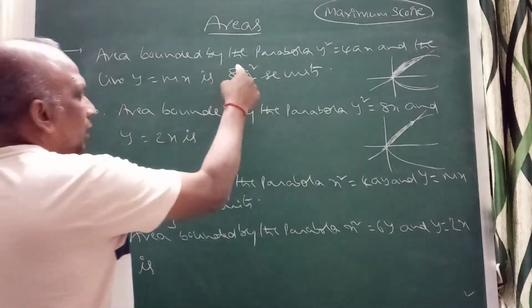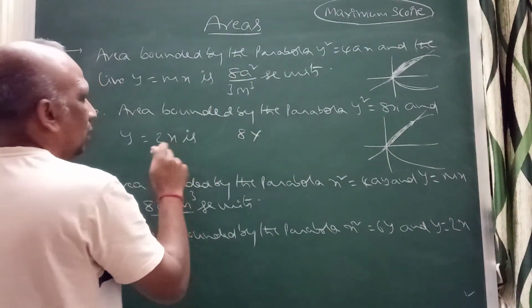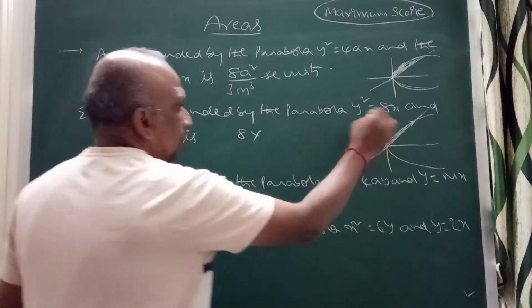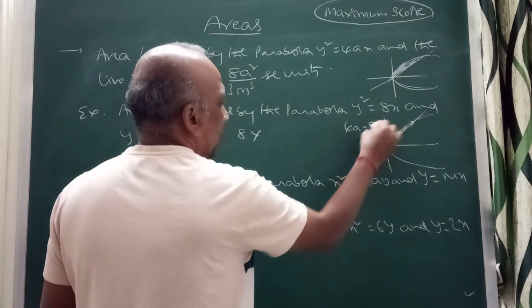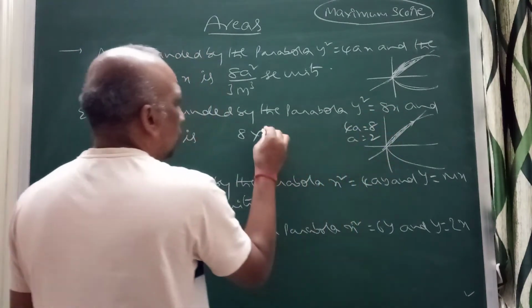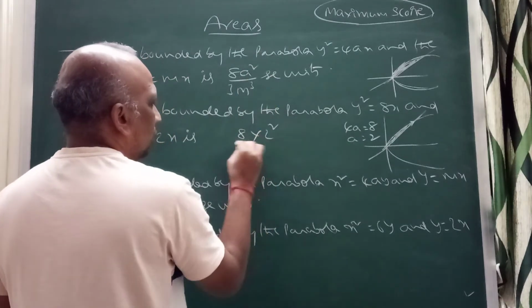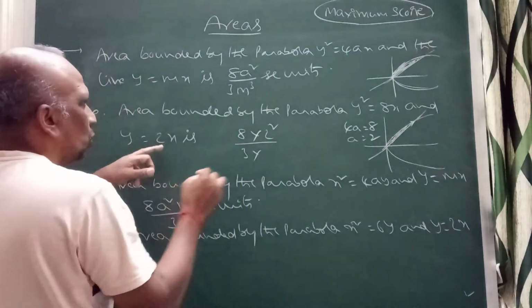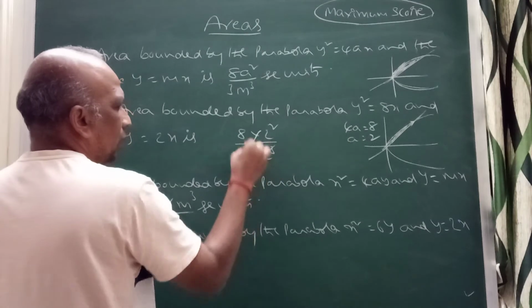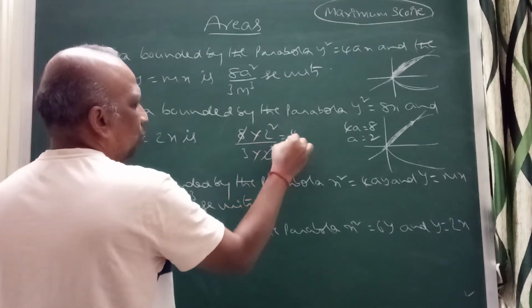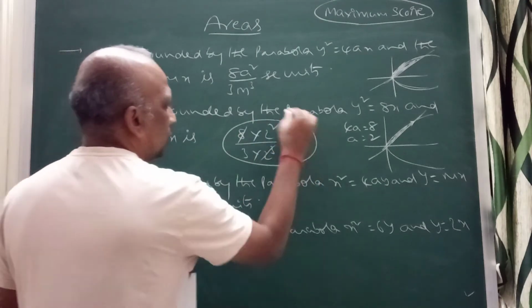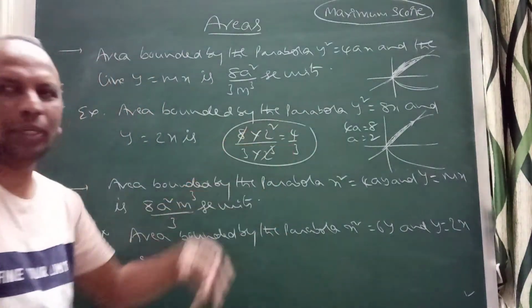So I can write area is 8 into a square. 4a is equal to 8, so a is equal to 2. You will get 2 square by 3 into m cube. Slope is 2, so 2 cube. So 8 cancels. You will get 4 by 3. Area is 4 by 3 square units.